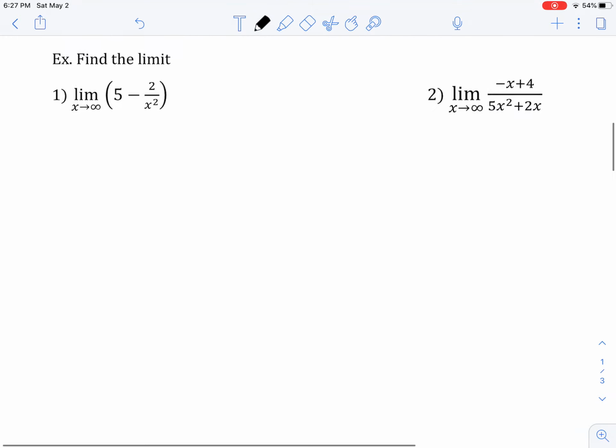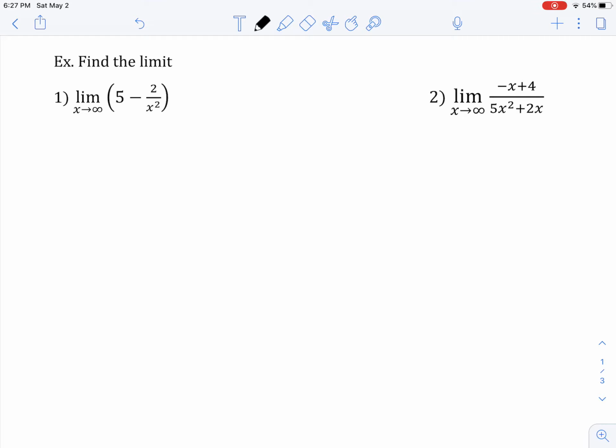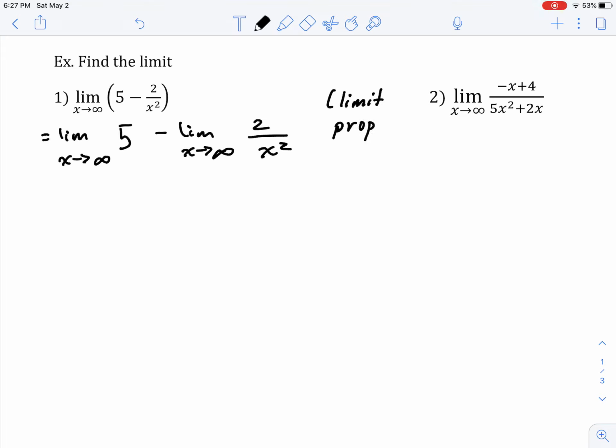We're going to do this without relying on our graphs, although you can definitely look at the graphs of these in Desmos or in your graphing calculator as you go along. But I want us to just think a little bit about what's going on here. So we've got the limit of this particular function, and I'm just going to use a limit property to split this up. I'm going to say the limit as x approaches infinity of 5 minus the limit as x approaches infinity of 2 over x squared. I'm just using a limit property here, and we reviewed these in previous videos.